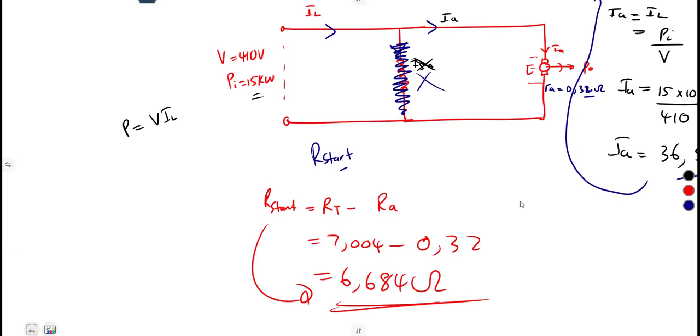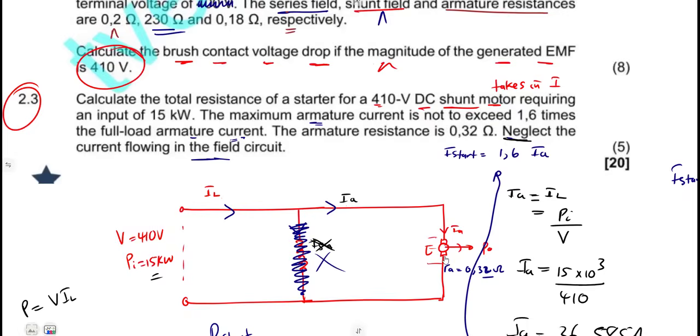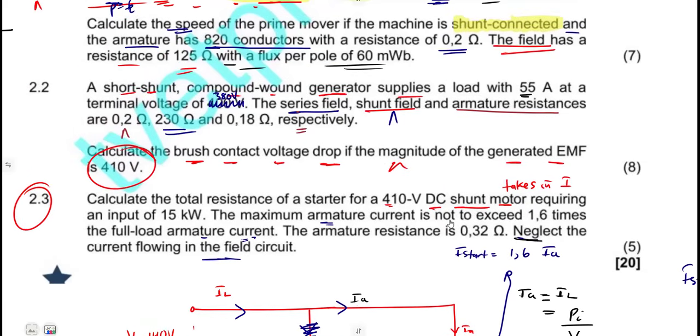So that's it. We've got our starting resistance. Our R start at the end of the day is determined from this information. So you see, guys, it's just a matter of playing around with the information. So that was our question number 2, 20 marks.